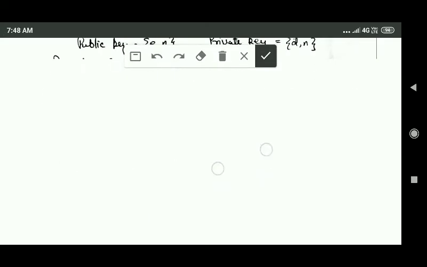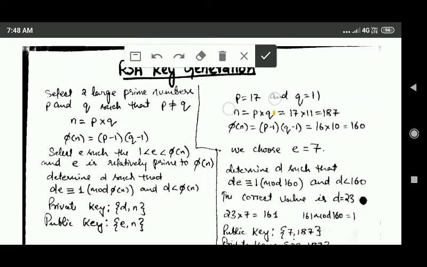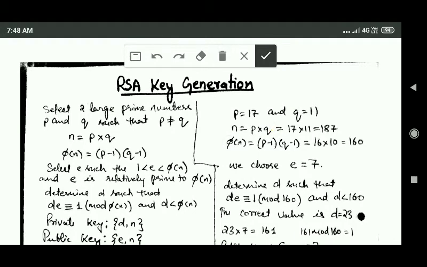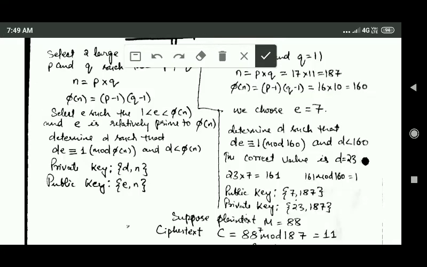Now let us see how the key is generated in the RSA algorithm. So first of all, you need to select two large prime numbers, p and q, such that p and q are not equal. Then n is the product of p and q. So p times q is equal to n. Now we evaluate phi n. Phi n is equal to p minus 1 into q minus 1, right?